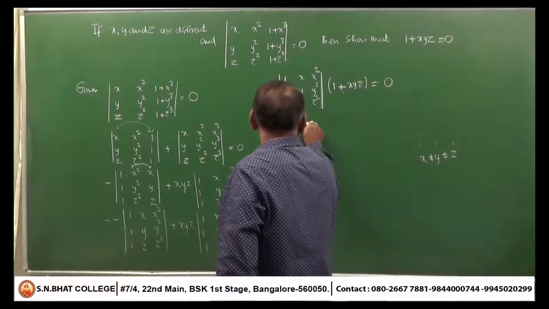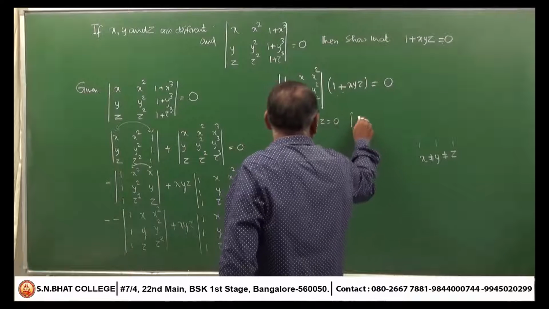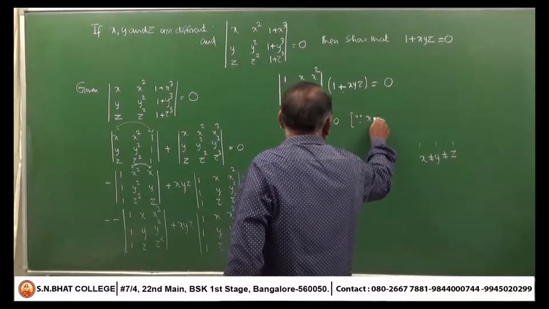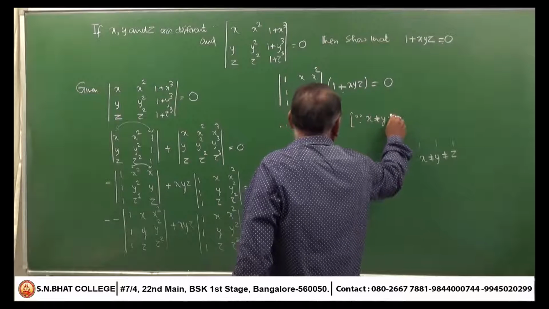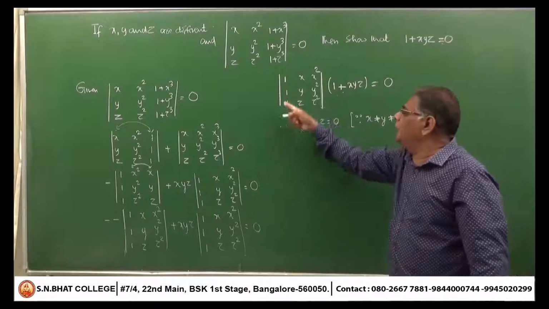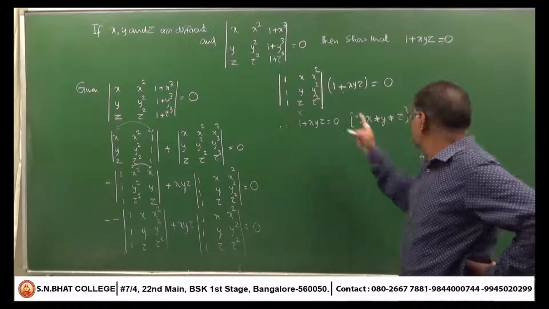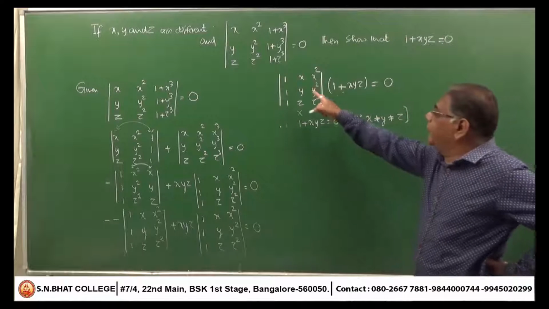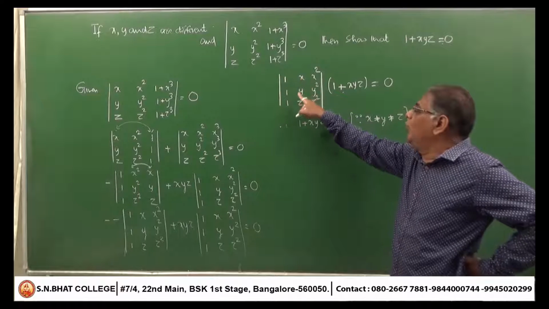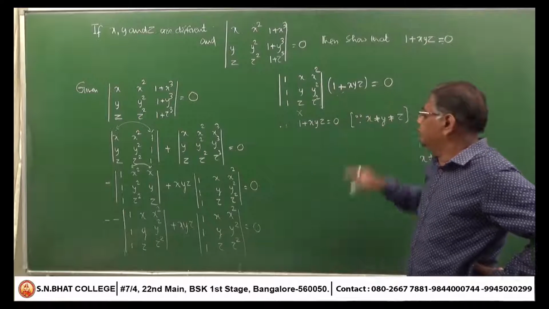this must be equal to 0. Therefore, 1 plus x, y, z is equal to 0 in bracket, since x is not equal to y, not equal to z. If they were equal, the value of the determinant becomes 0, since two rows or two columns are identical. Since x, y, z are different, you cannot give the same value, x as 1, y as 2, z as 3, so this determinant cannot be equal to 0, therefore this must be equal to 0.